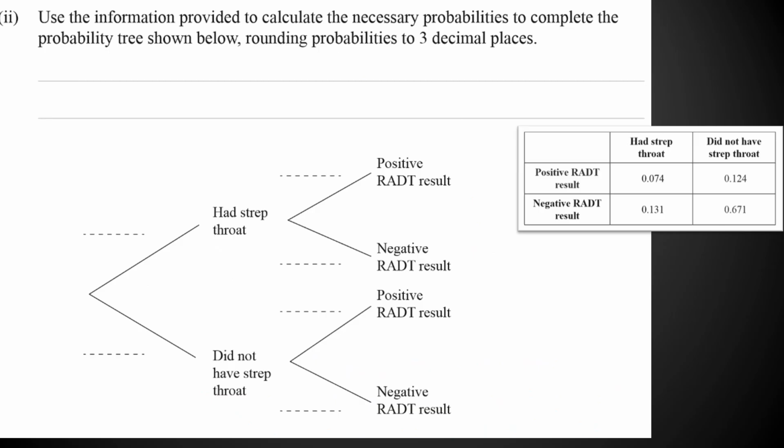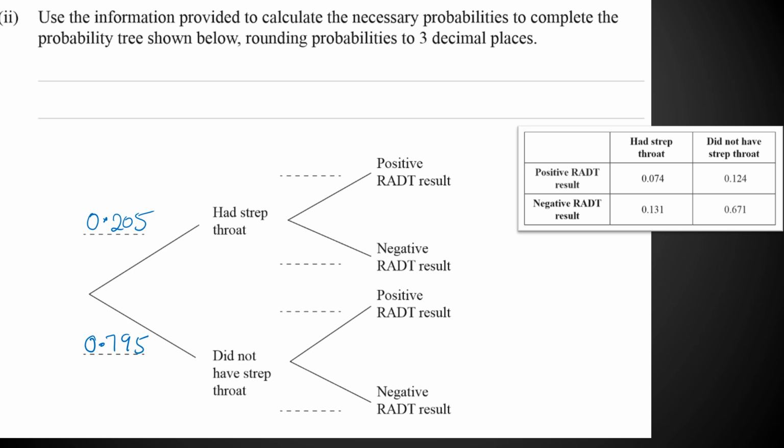Question 2 is asking us to put the information onto a tree diagram. So we just worked out in question 1 that the chance that they didn't have strep throat was 0.795. So we'll write that on straight away. And then, of course, that they do have strep throat, those two branches have to add up to 1, so we'll get 0.205.